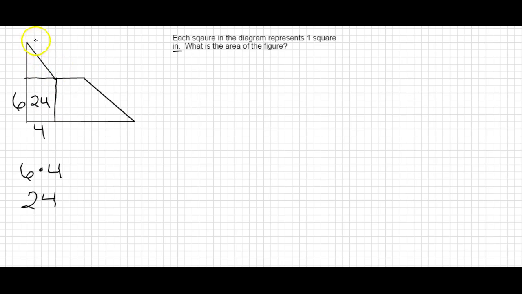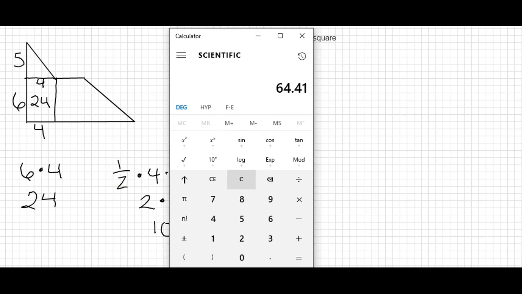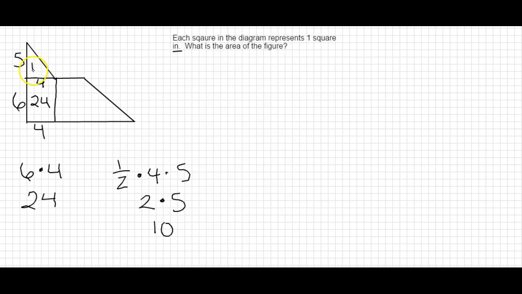We can do the triangle next. The triangle still has 4 boxes going across this side, and 1, 2, 3, 4, 5 going up. So area of a triangle is 1/2 times the base times the height. 1/2 times 4 is 2, times 5 is then 10. When you have a fraction, you can just plug that into a calculator using your divide button. 1 divided by 2 times 4 gives the 2. So this area is 10.